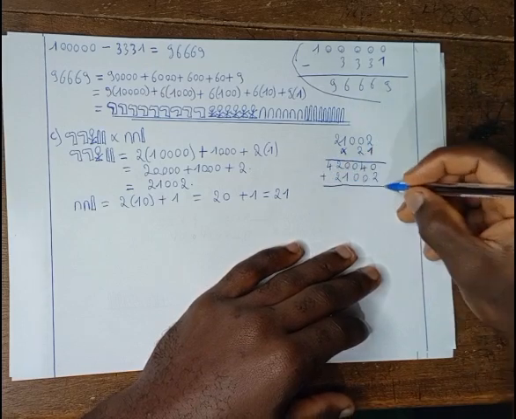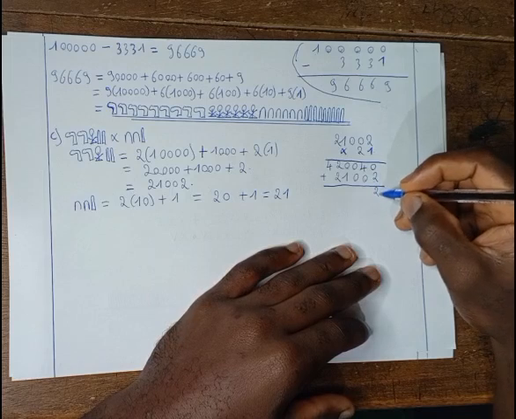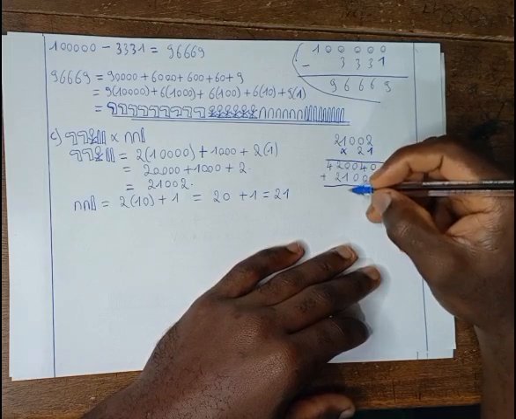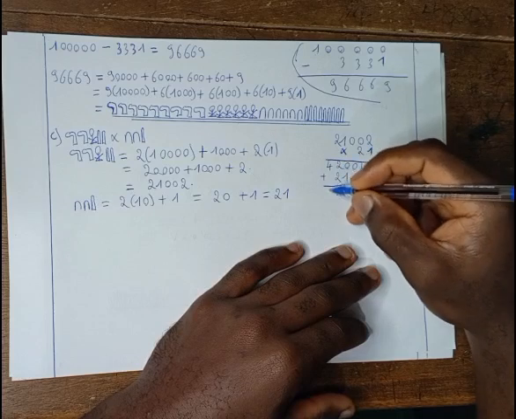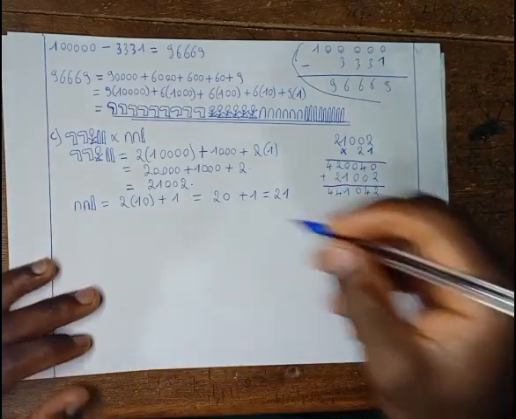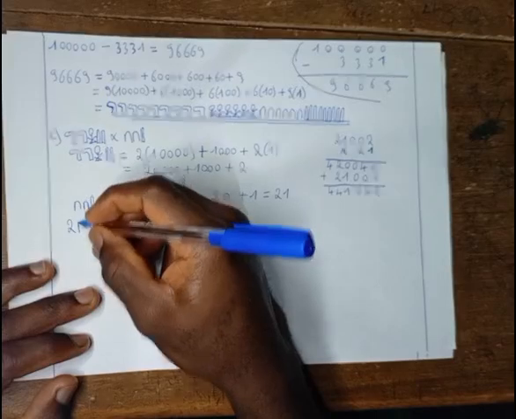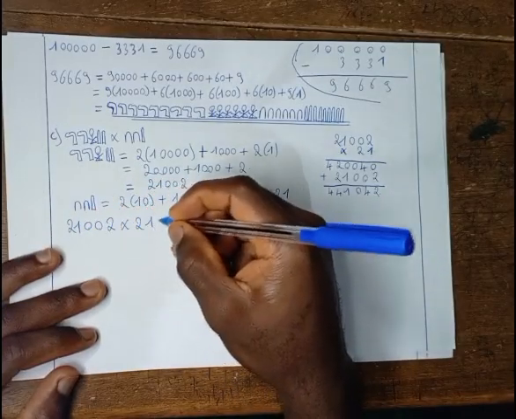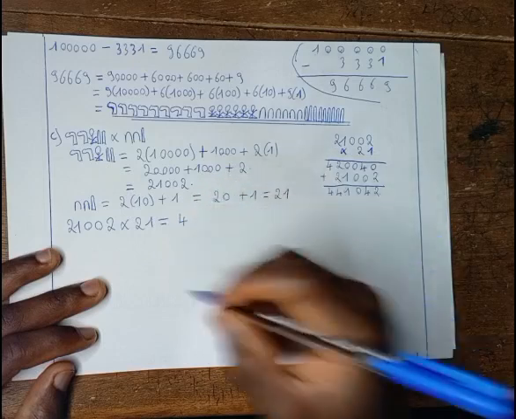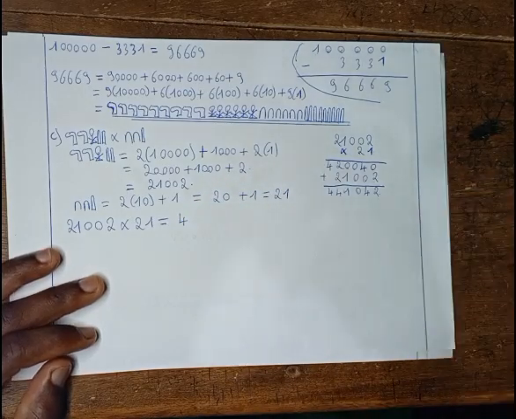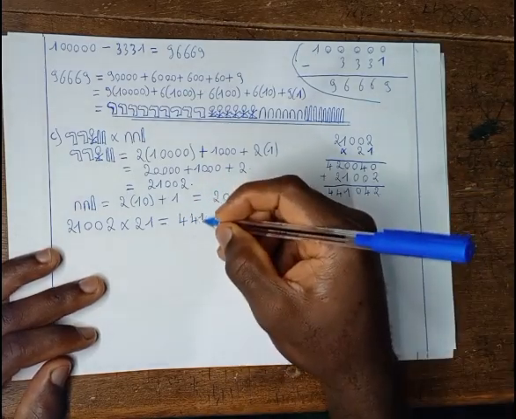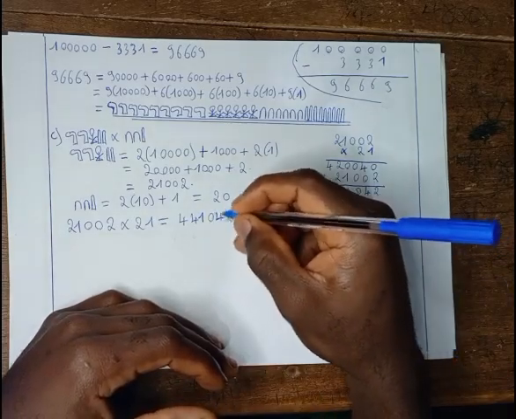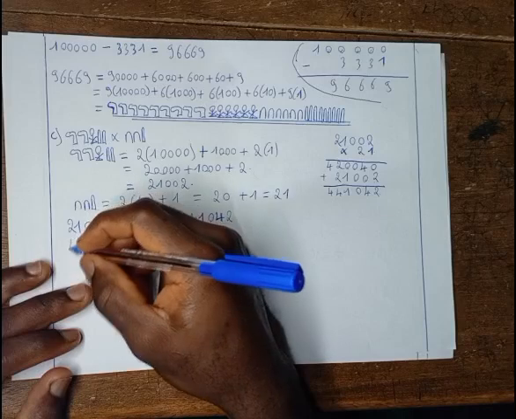We add. 0 plus 2 gives us 2. 4 plus 0 gives us 4. 0 plus 0, 0. 0 plus 1, 1. 2 plus 2, 4. 4 plus nothing, 4. That means if we take 21,002 times 21, our result will simply be 441,042.